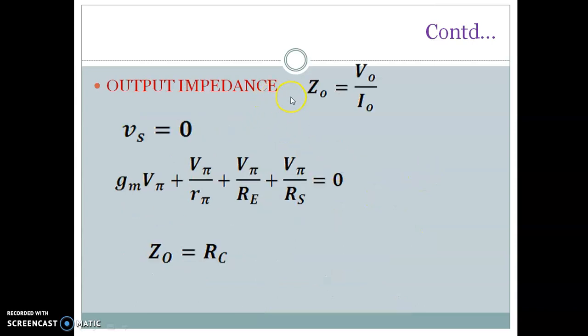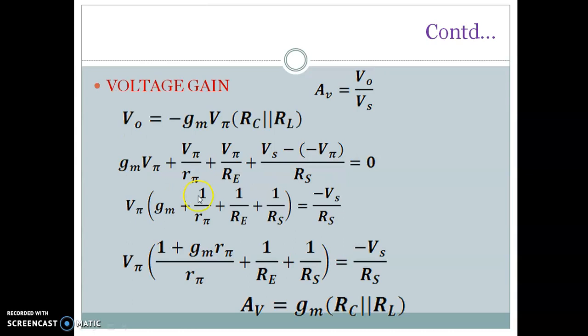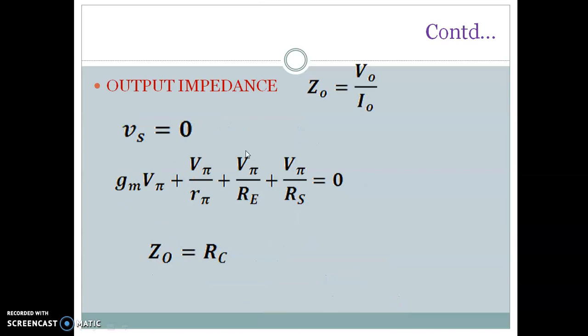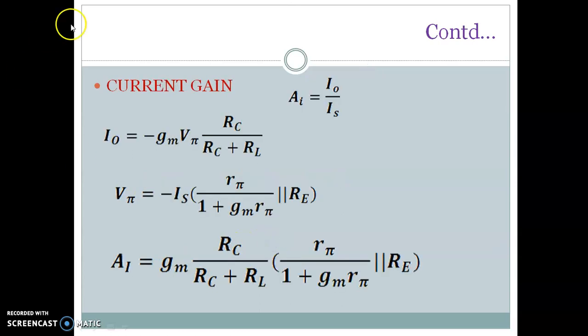Next, we have to compute the output impedance, V0 by I0. We make Vs equal to 0. We use the same equation as previous, and here we just make Vs equal to 0. When we make Vs equal to 0, we get gm Vπ plus Vπ, everything is 0. All these resistors cannot be 0. Therefore, we have Vπ equal to 0. So it appears like a current source which is being open circuited, where the impedance is Rc excluding your load. If you include your load, then it is Rc parallel RL.